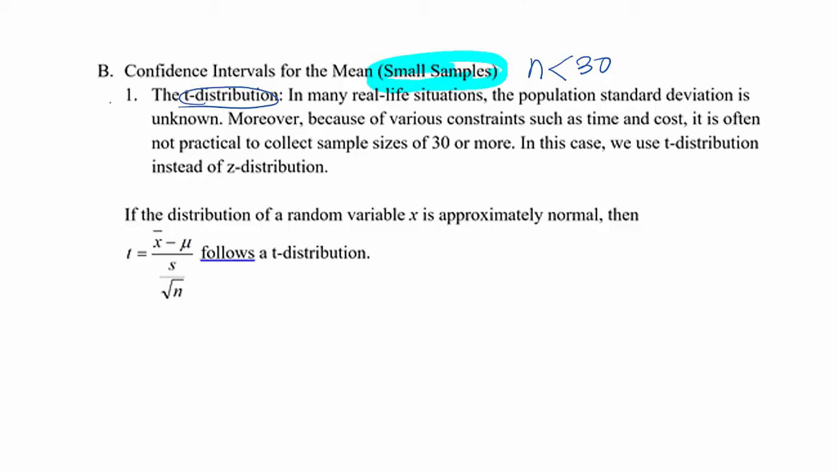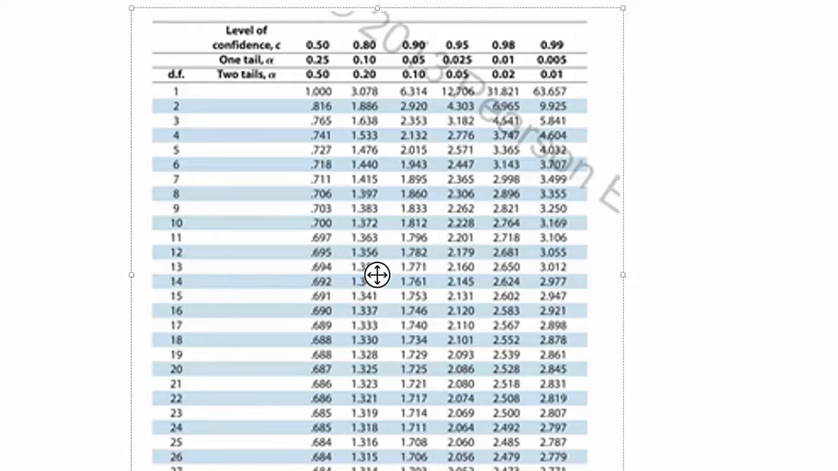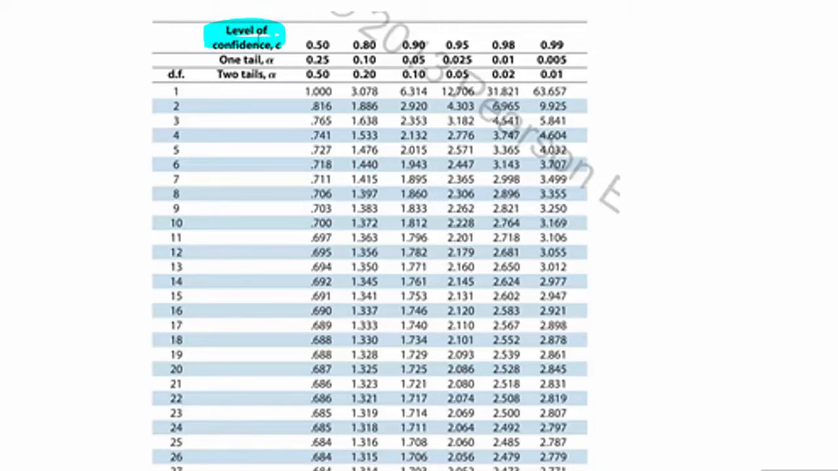So let me show the t table first. That's our t table here. As you see in this table, the top row is the confidence level, and on the left-hand side, the leftmost column, you will see the DF value here. Then we need to know what DF means first. DF stands for degree of freedom.